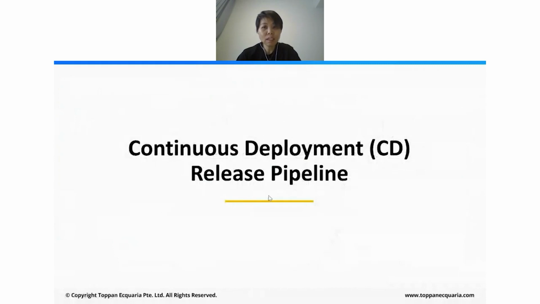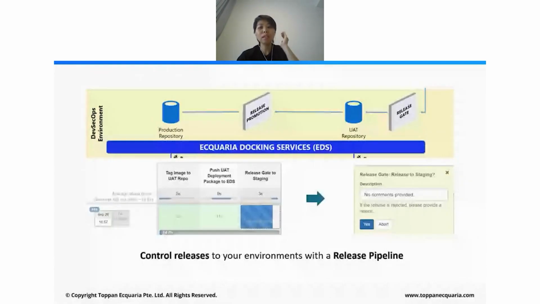Okay, now let's take a deeper look at continuous deployment, or in short, CD. Sometimes we also call it the release pipeline. Remember earlier in the build pipeline, we have this human gate for the QA manager to come and endorse the build. After the QA manager endorses the build, the deployment artifacts will be promoted to the release repository, waiting to be released.